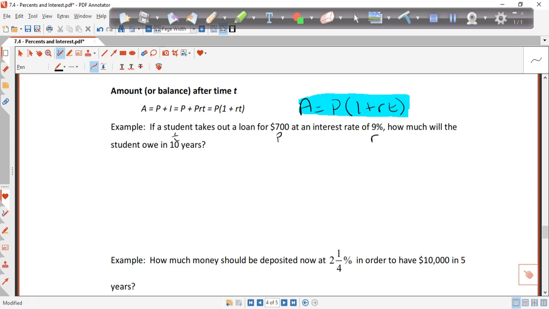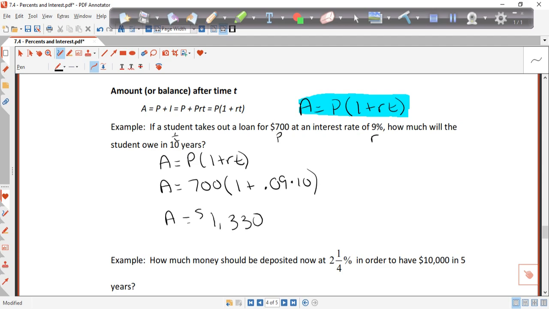So I want to know how much the student owes. That's knowing A instead of the interest. I write out my formula, and then I start filling in. P is 700, parentheses 1 plus 0.09 for 9% times 10. Okay, so if you put all this in your calculator exactly as I've written it, you'll get $1,330.